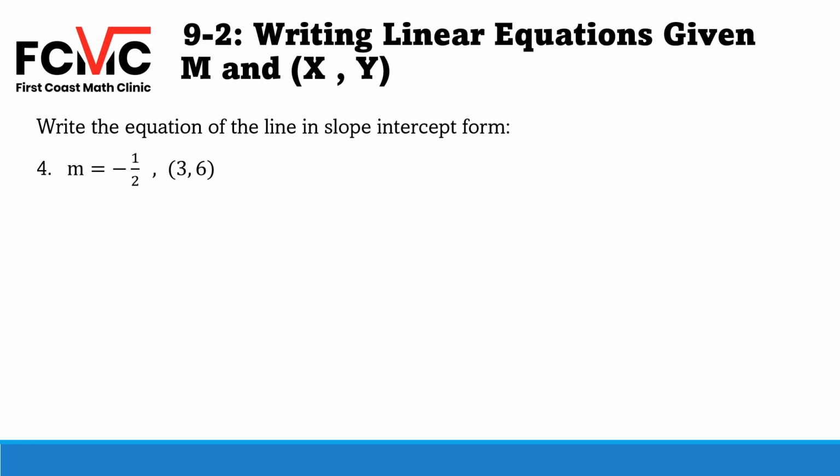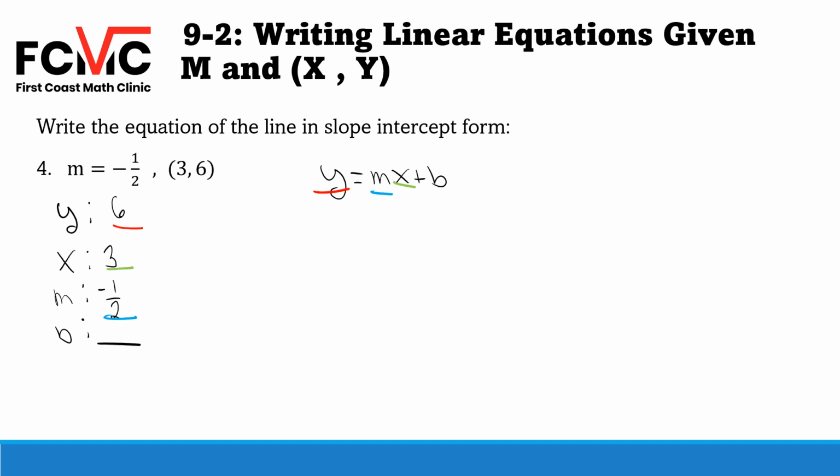So here we've got m equals -1/2, and our point is (3, 6). So let's list our values: y, x, m, and b. So y is 6, x is 3, m is -1/2, and b again is our unknown. So in our equation, y equals mx plus b, let's do our substitution. So y is 6, x is 3, m is -1/2.